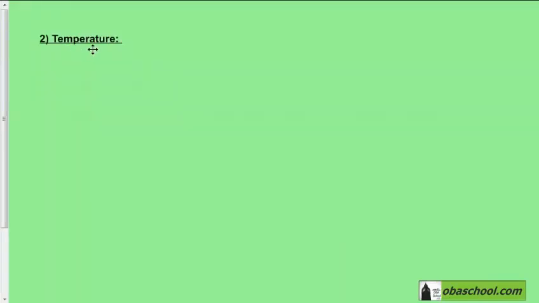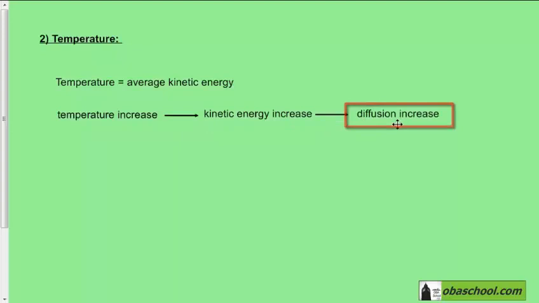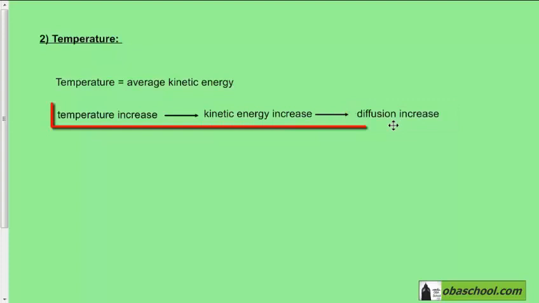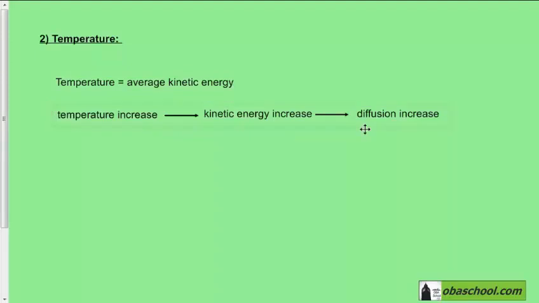Now, the second factor is temperature. Temperature is the average kinetic energy. So when the temperature increases, the average kinetic energy will increase, and as we said, with more kinetic energy, diffusion into a lower concentration medium will increase. So when we increase the temperature, diffusion will increase from high concentration medium to low concentration medium.